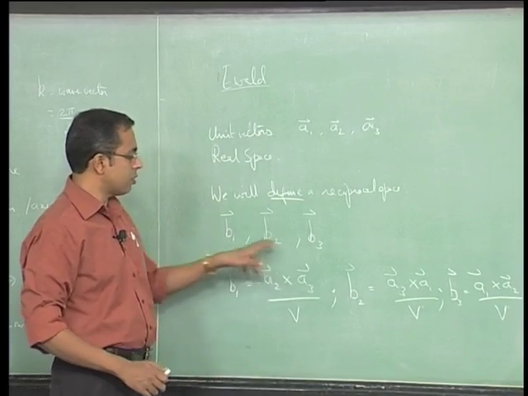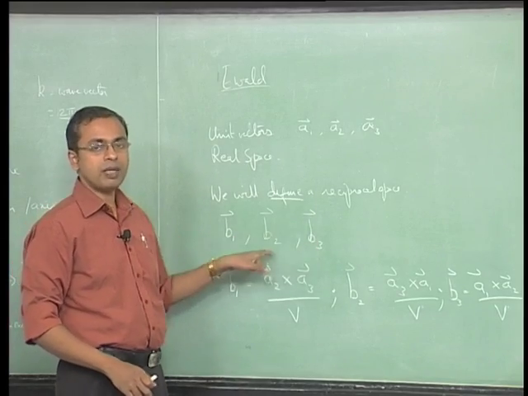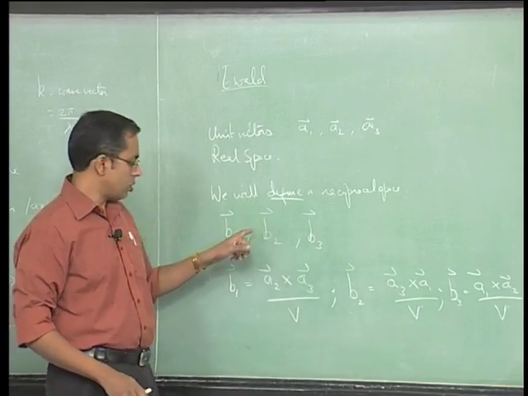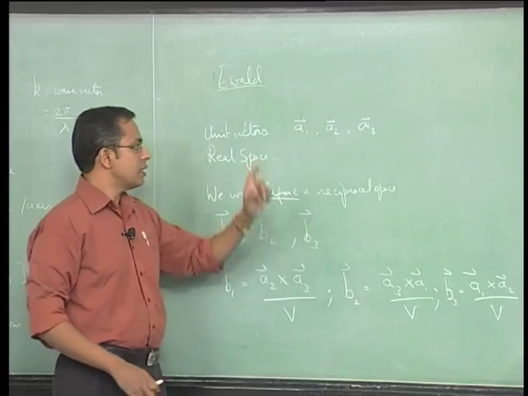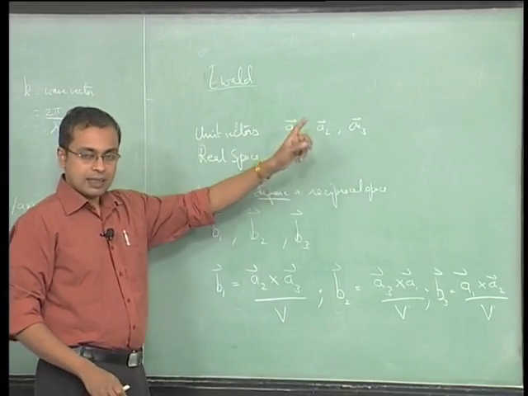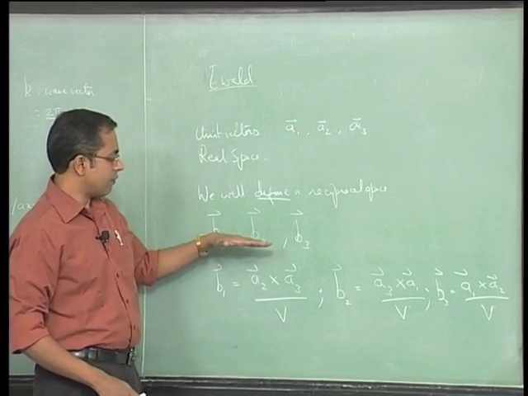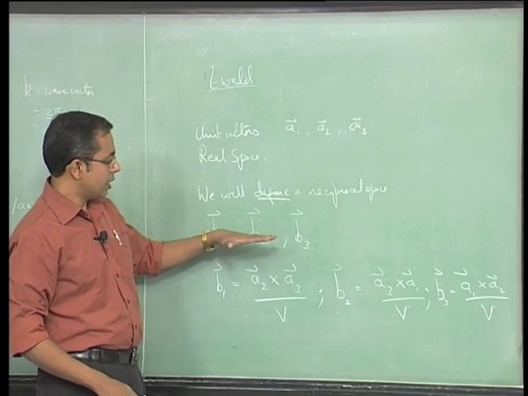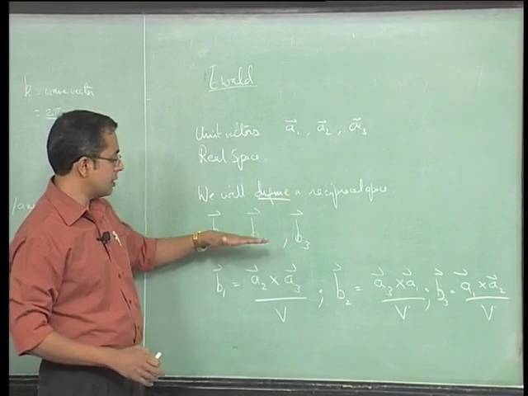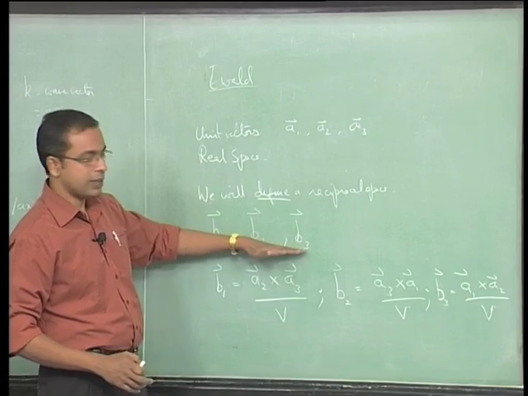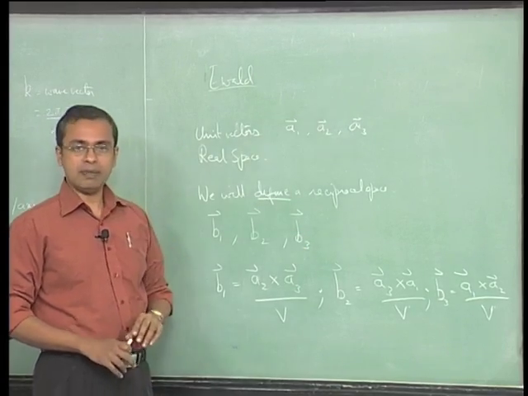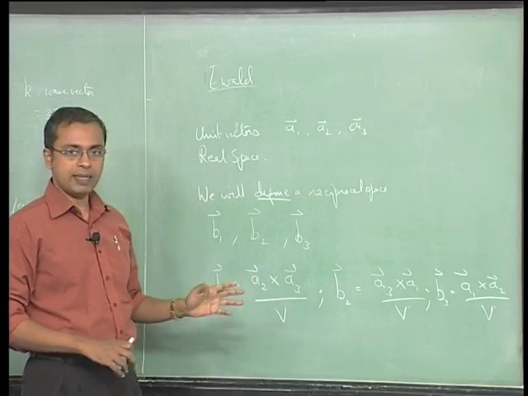These are called reciprocal lattice vectors. These are unit vectors in reciprocal space, they are also called reciprocal lattice vectors. These are real lattice vectors and this is real space. So by simply using this definition, what is the consequence in the relationship between B1, B2 and B3 with respect to what we have in real space? That is the first thing that we will examine.